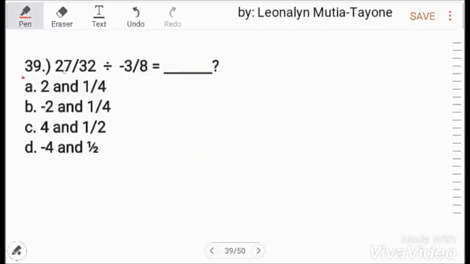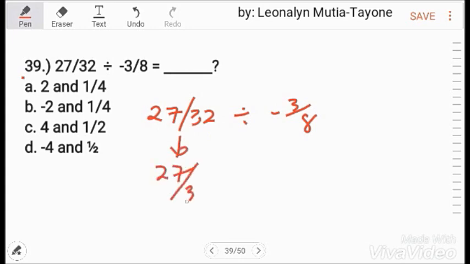Number 39. 27 over 32 divided by negative 3 over 8. So, isulat muna natin yan para mas klaro. Mag-divide tayo ng negative 3 over 8. Ito, kopyahin lang 27 over 32 at ang division maging multiplication at reciprocal nitong divisor natin 8 over 3. Negative. So, ang answer is negative.